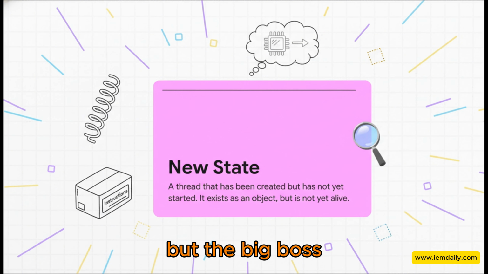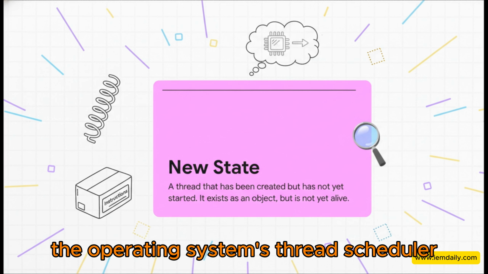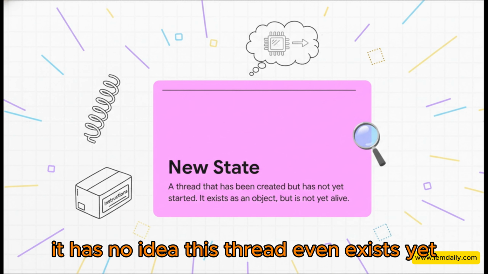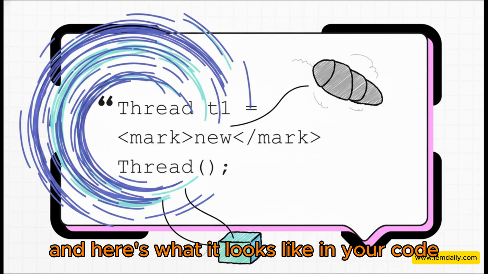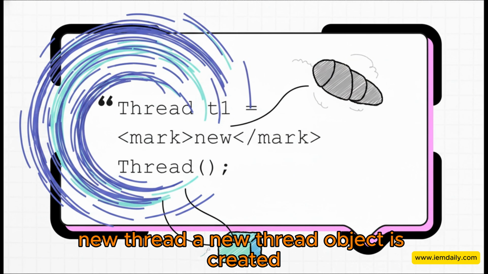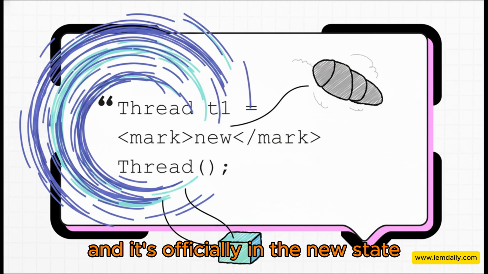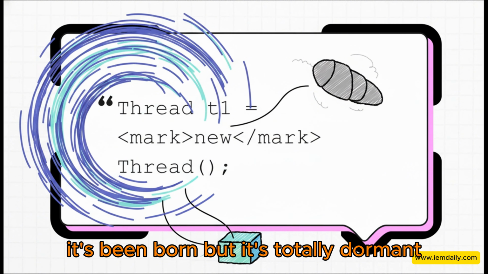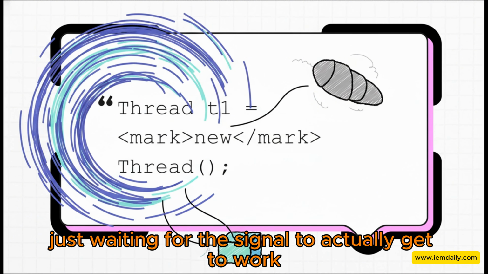But the big boss, the operating system's thread scheduler, it has no idea this thread even exists yet. And here's what it looks like in your code. That's it. When your program hits this line, new Thread, a new thread object is created, and it's officially in the new state. It's been born, but it's totally dormant, just waiting for the signal to actually get to work.